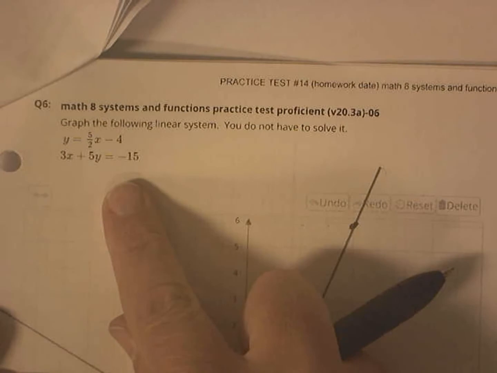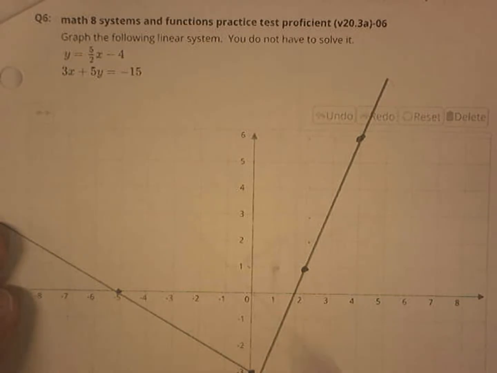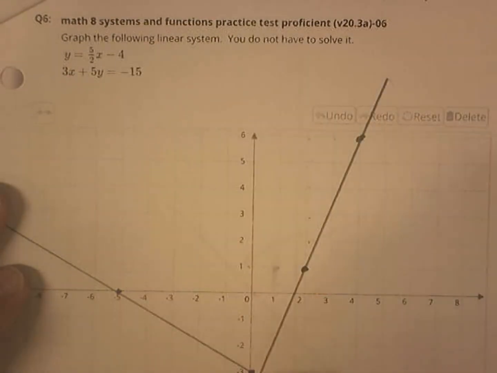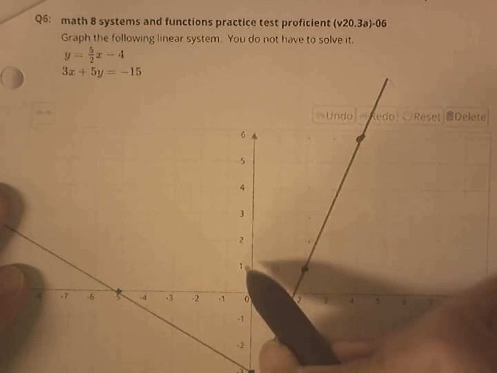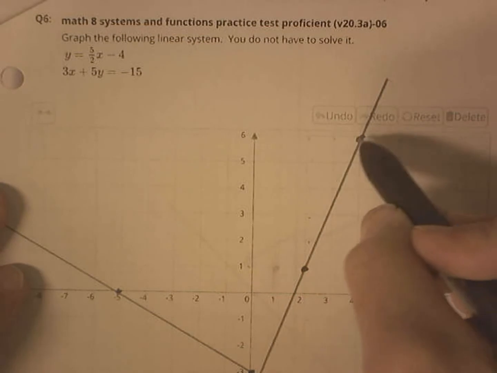This one says to graph it. I don't have to solve it. So the first one is starting at negative 4 and going up 5 over 2. 1, 2, 3, 4, 5, over 1, 2.